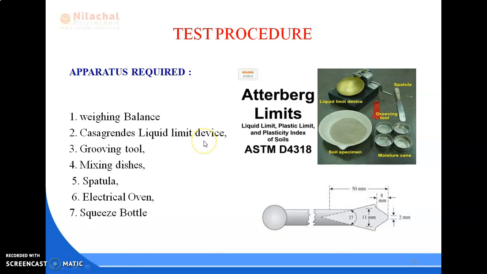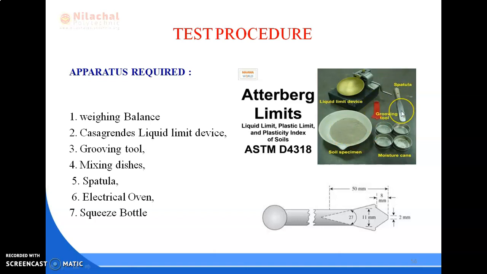So let us discuss the apparatus required: weighing balance, Casagrande's liquid limit device, grooving tool, mixing dishes, spatula, electrical oven, squeeze bottle. These are the basic apparatus which we require to determine the liquid limit of a soil sample. Here the figure shows the Casagrande's liquid limit device, the specimen soil, the grooving tool, and the spatula.